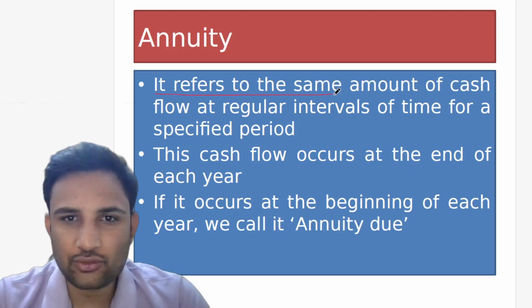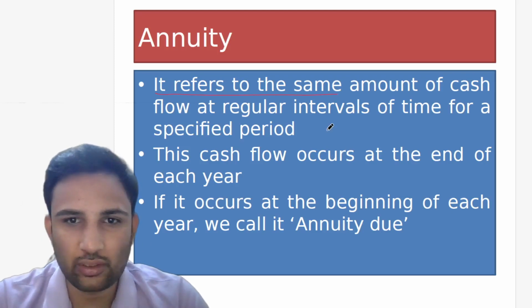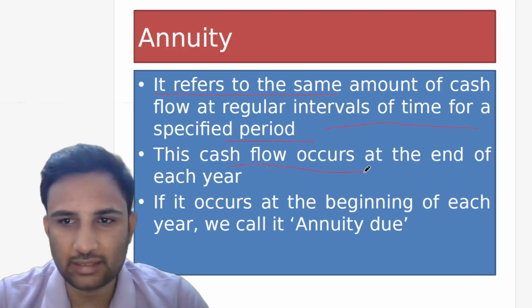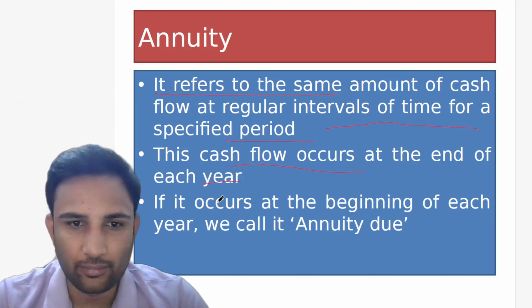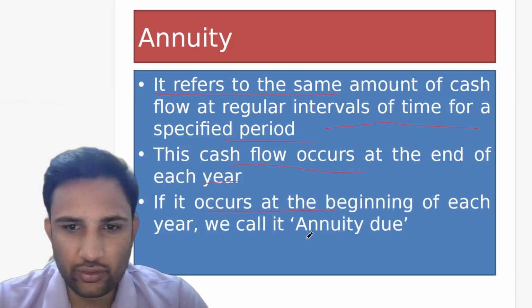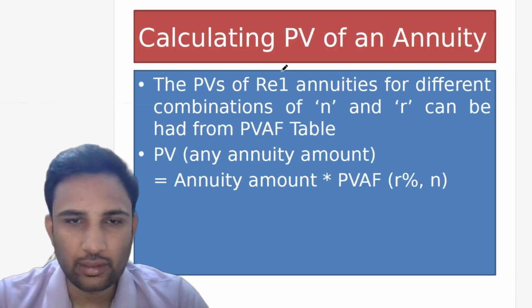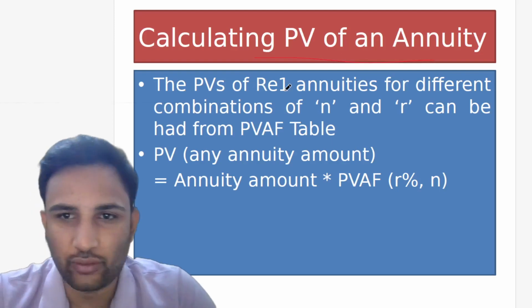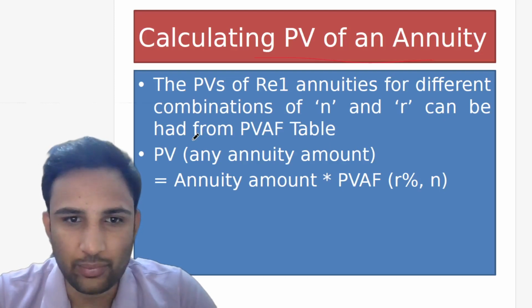Annuity. It refers to the same amount of cash flow at regular intervals of time for a specific period. This cash flow occurs at the end of each year. If it occurs at the beginning of each year, we will call it annuity due. Calculating present value of an annuity: the present value of 1 rupee annuities for different combinations of n and r can be had from the PVF table.